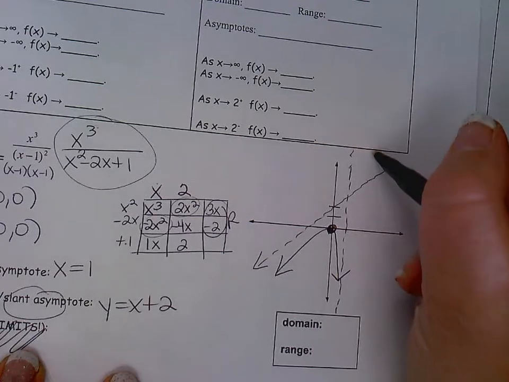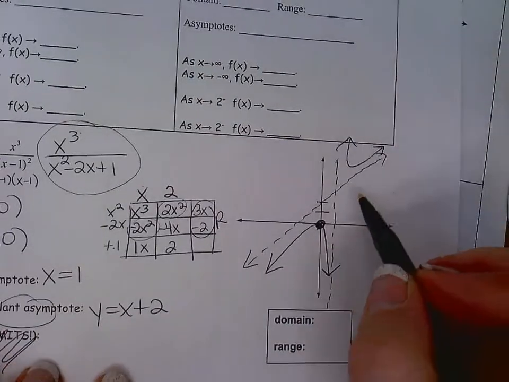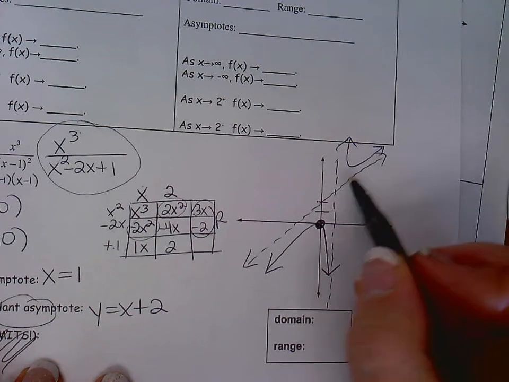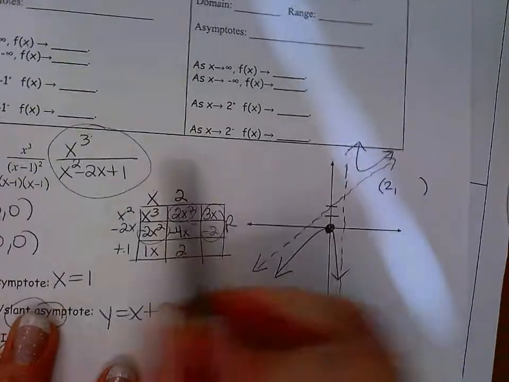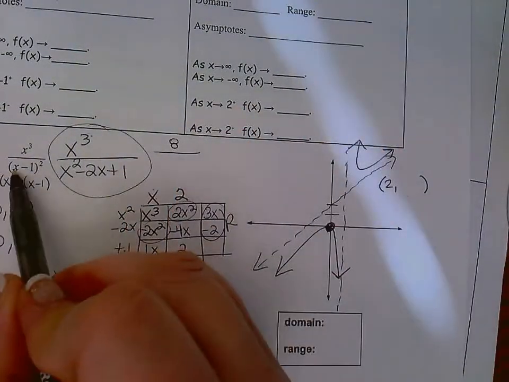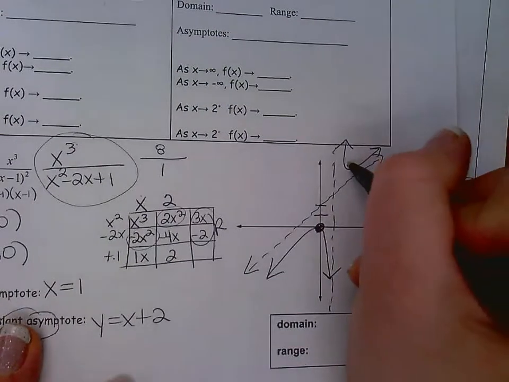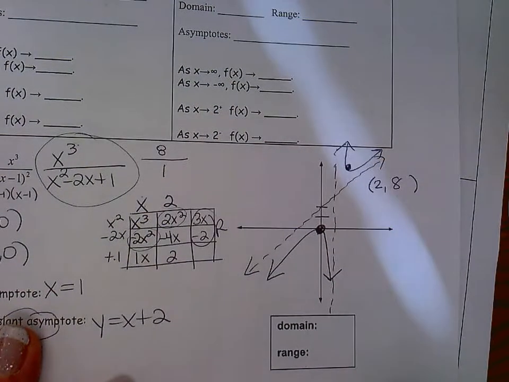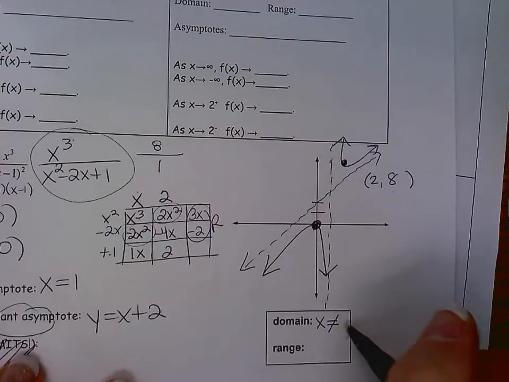My guess is it also is in this region. How I could prove that is by plugging in a value like 2. So if I plug in a value of 2, what would I get? I would get 2 cubed is 8 over 2 minus 1 is 1, squared is 1. So (2, 8) is on my graph up here. The domain of this function, x, cannot equal 1.